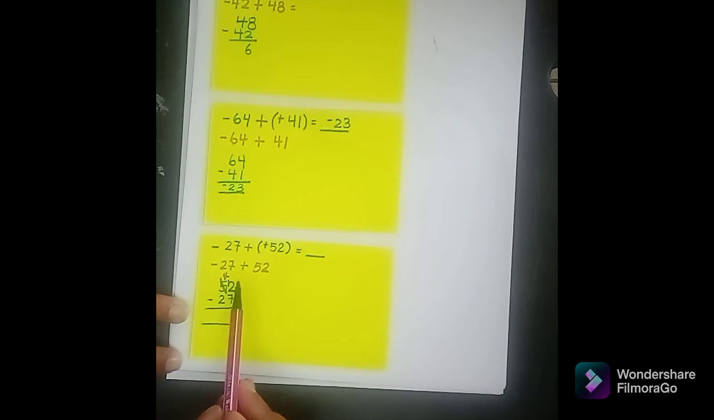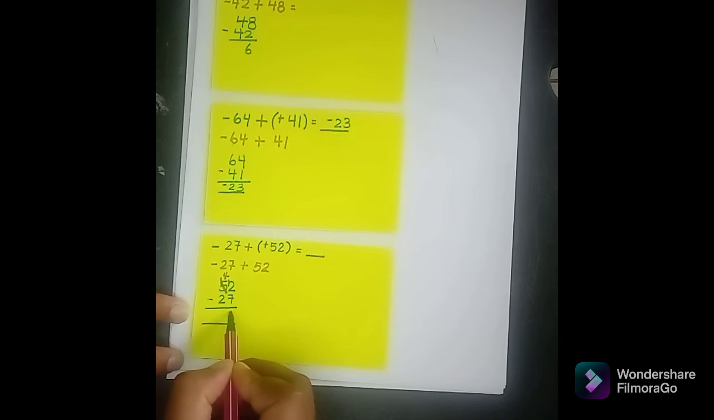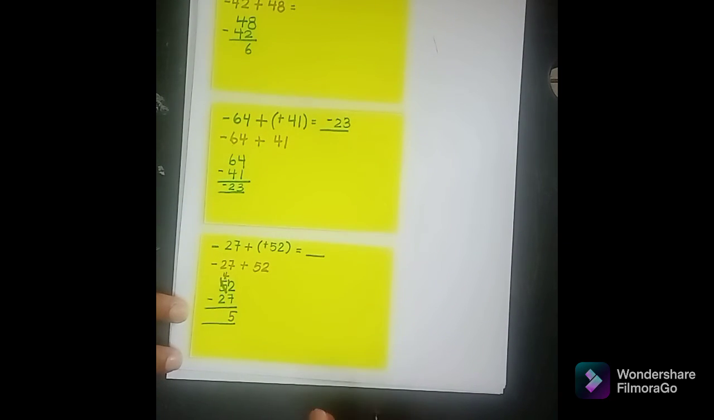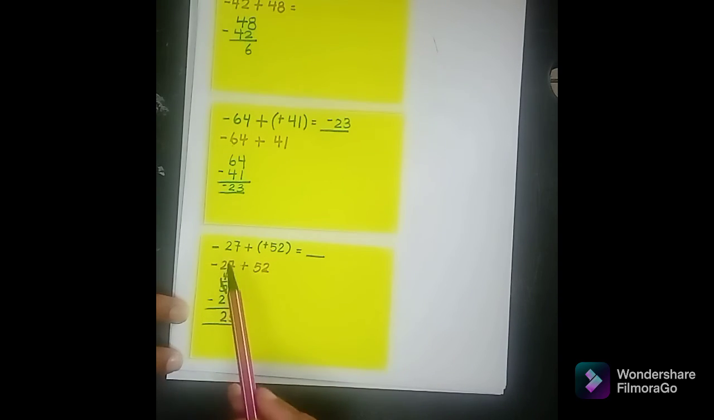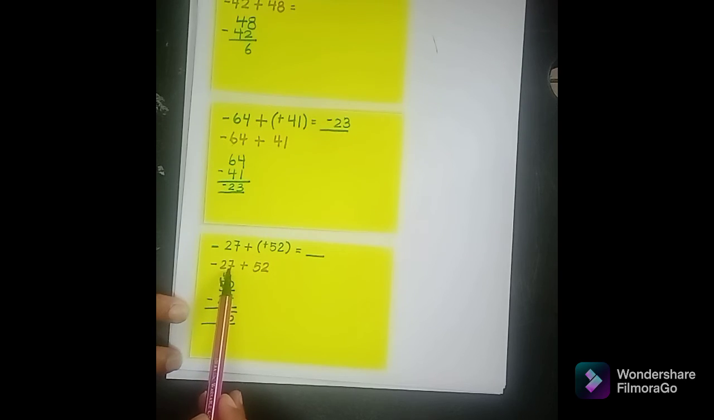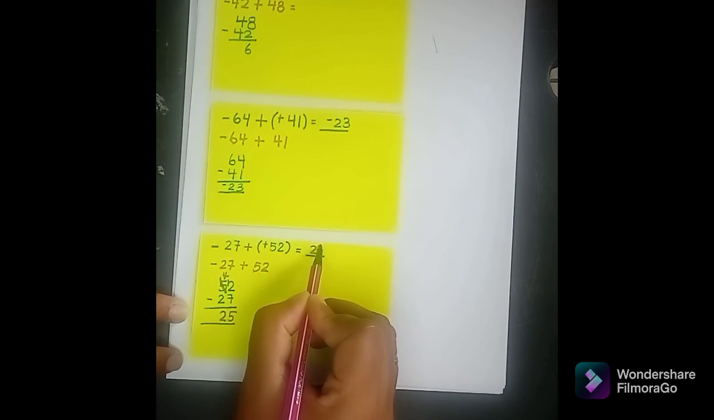Now, 12 minus 7, that will give us 5, right? Because 5 and 7 is equal to 12. Then we have 4 minus 2 will give us 2. So, which one of these numbers has a larger absolute value? Is 27 or 52 a larger absolute value? Your answer would be 52. And what sign does 52 have? It's a positive number, so your answer will be positive 25.